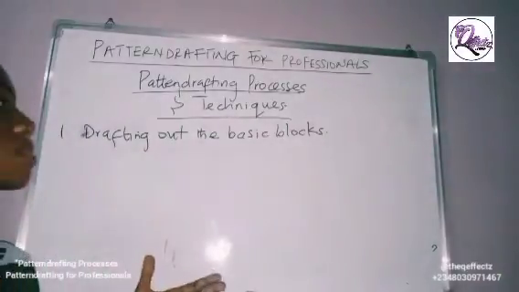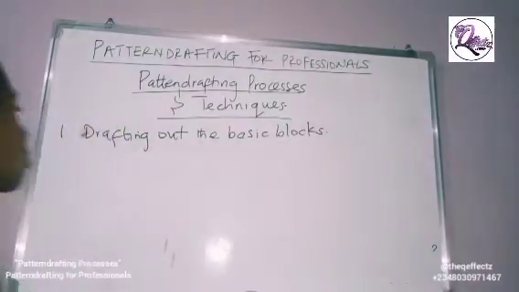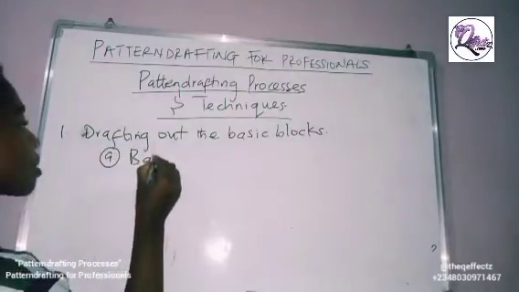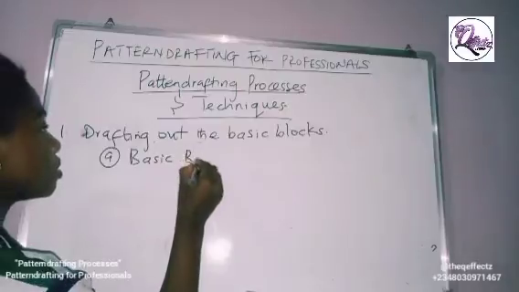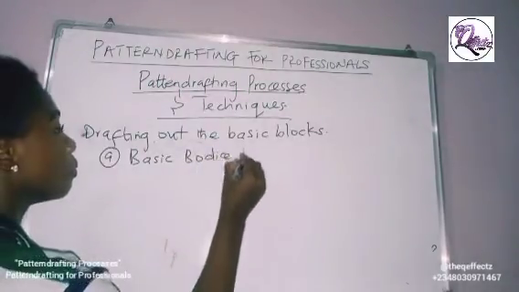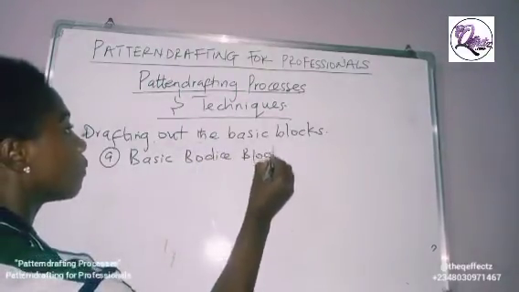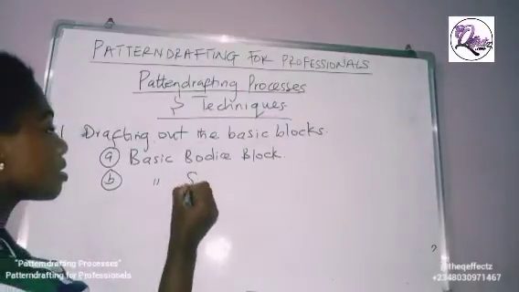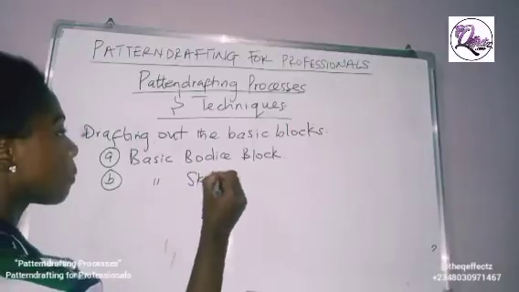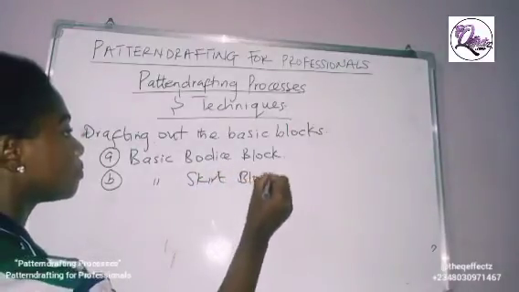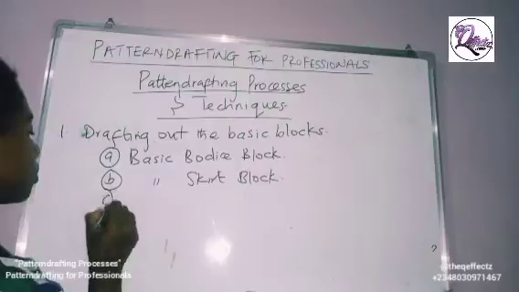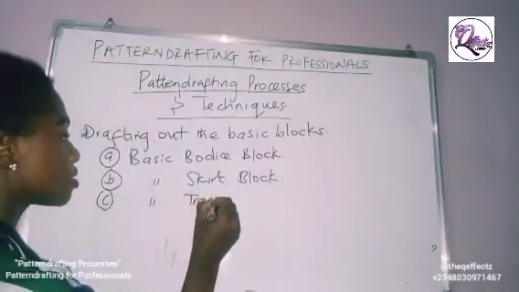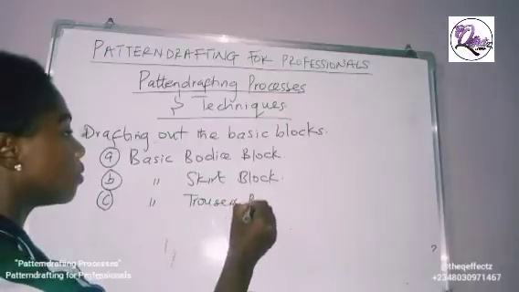And the basic blocks are: number one, our basic bodice block. The second is our basic skirt block. Now the third is our basic trousers block.